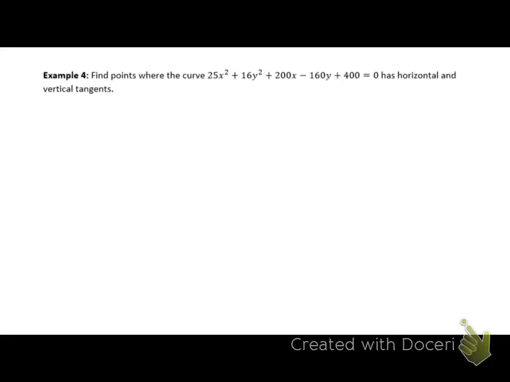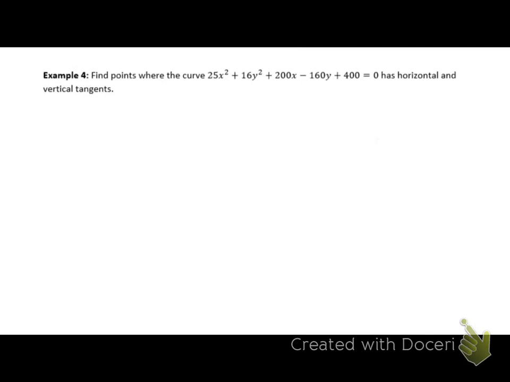This is section 8, implicit differentiation, example 4. For example 4, we're going to take what we know already and extend it beyond what we would normally think about when we're talking about just taking a derivative. And that is finding horizontal and vertical tangent lines.